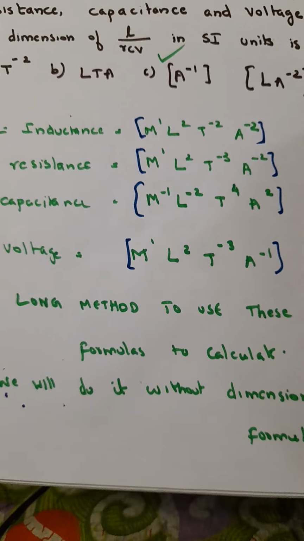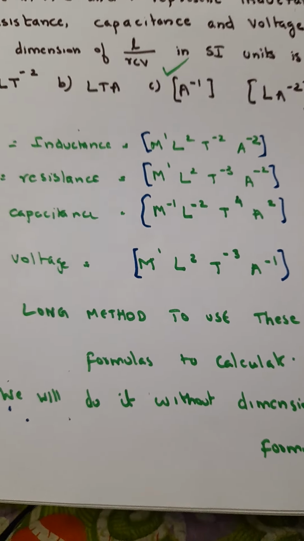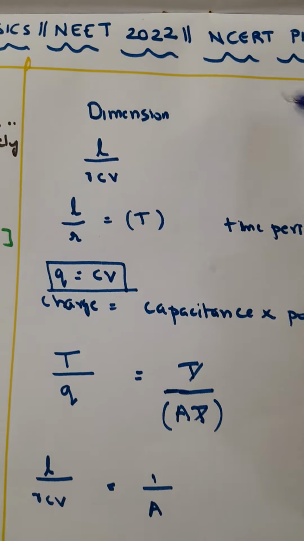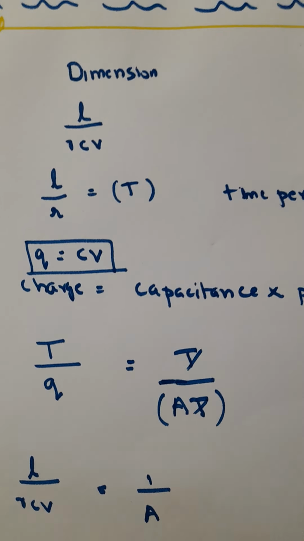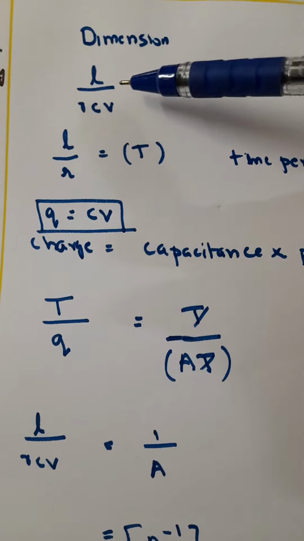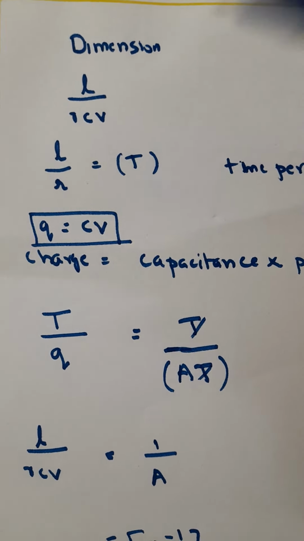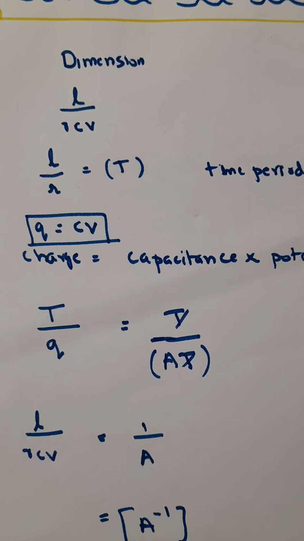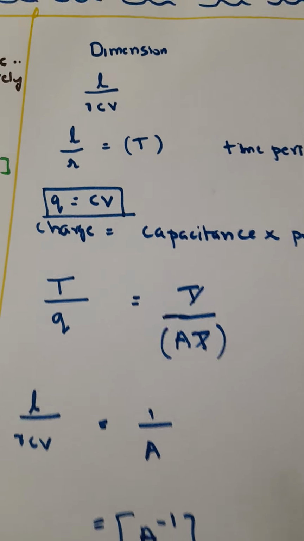So how can you do it without using the dimension formula? Let us see. For that we can apply some simple tricks. You know what you are asked to find in the question, that is L by RCV. So in the normal case, what will you do? You will write the dimensional formula for L, R, C, V, each of inductance, resistance, capacitance, voltage, everything you have to write. Now here we will just do one easy method.